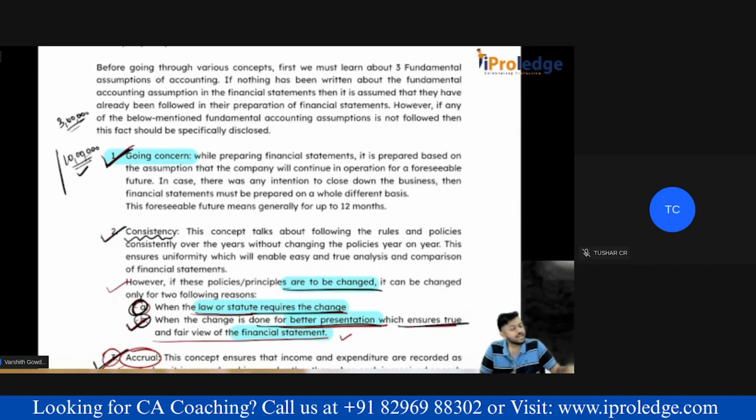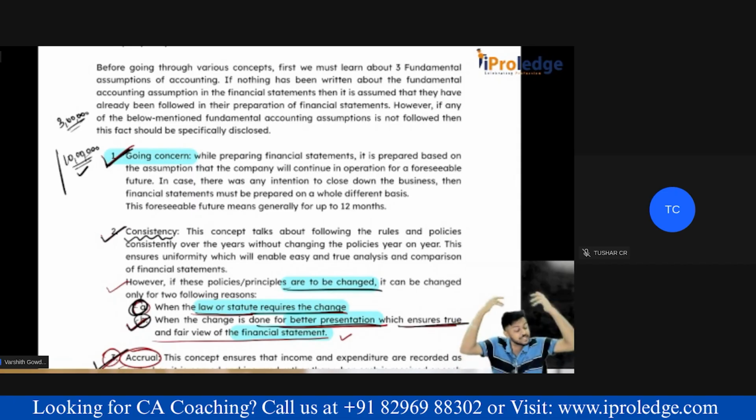In 1 year, you have used one rule of valuation. Suppose you have used LIFO, no, inventory valuation. In the second year, you have used FIFO. Third year, you have used WAM. Is it correct to compare? No. So what they are telling in consistency is whenever you are applying these accounting principles for preparing accounts, make sure it is consistent every year. That means same every year. Don't change it.